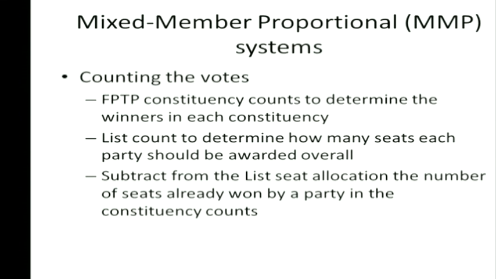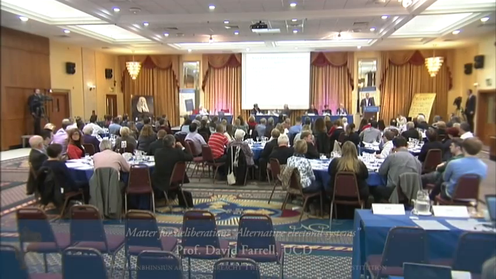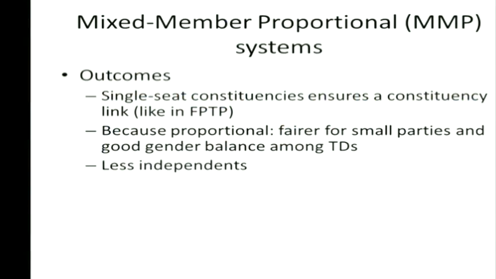But they've already won 10 constituency seats. Then you subtract the 10 constituency seats from the 30 seats, and the remaining 20 seats are the list seats that they're awarded. And that produces a proportional result. So in terms of outcomes, my last slide, you've got a lot of the outcomes that are familiar from the previous 2 electoral systems.